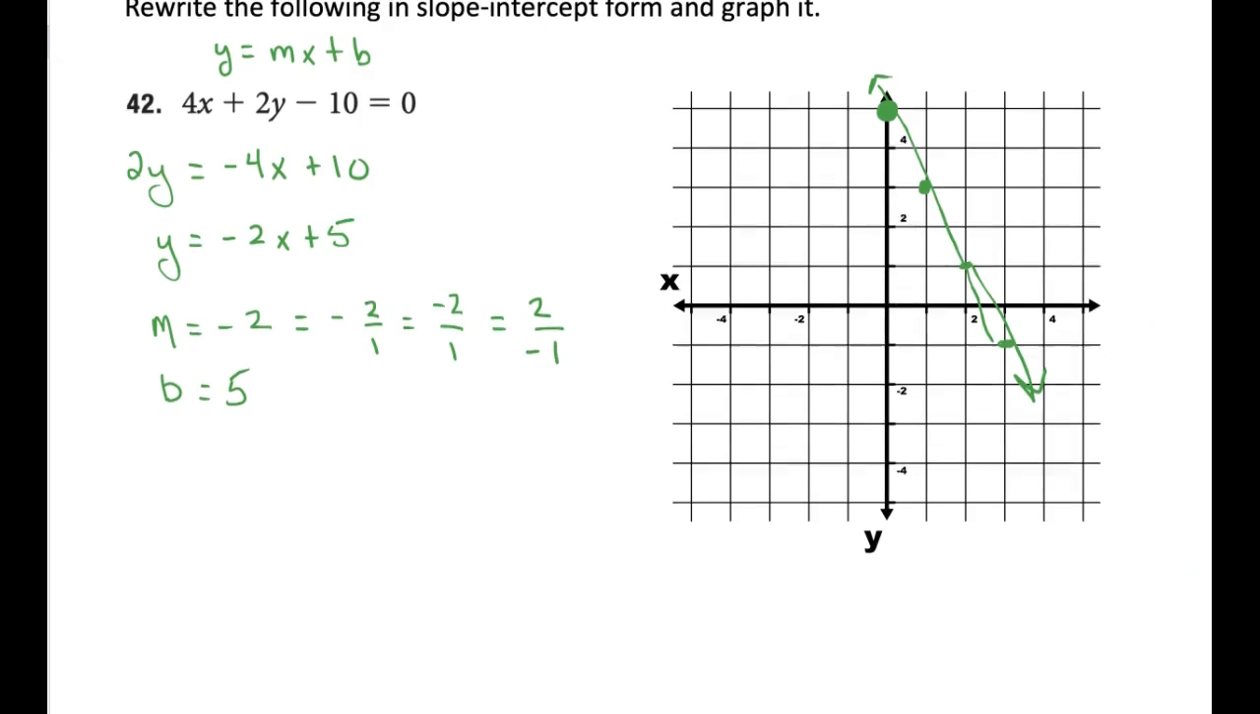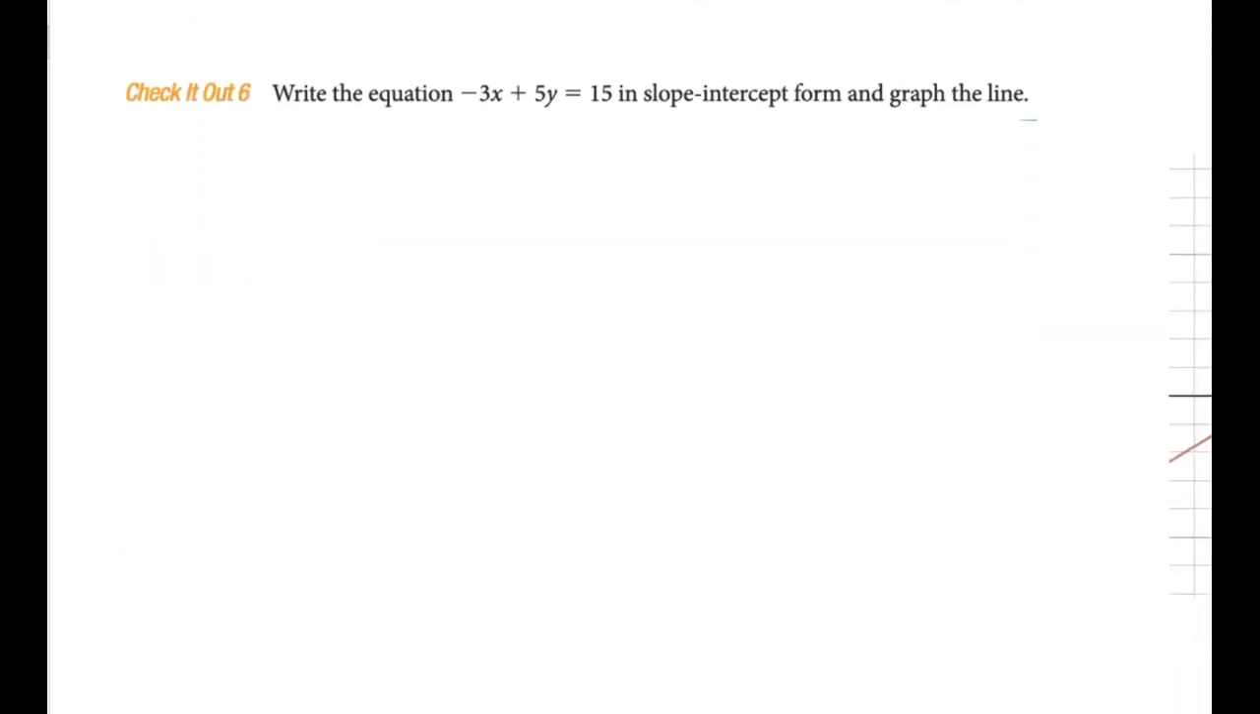So let's look at check it out. So I'd like you to try this one and see what you get. I'd like you to both write it in slope-intercept form and then graph it, and you can just do a simple graph on your paper. Or you can try Desmos if you'd like.